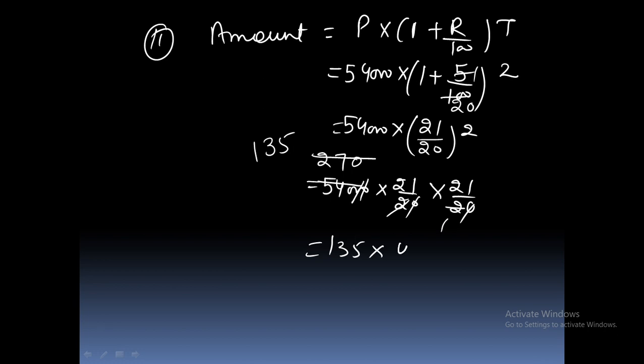135 multiply 441. Now you will get amount 59,535. Thus you can get the answer. Thus you can solve other questions. Question number 11, 12: these all questions are solved by this method.